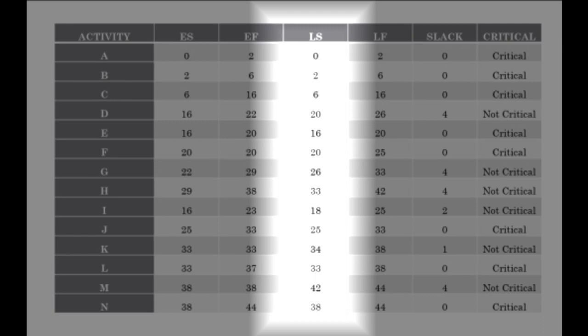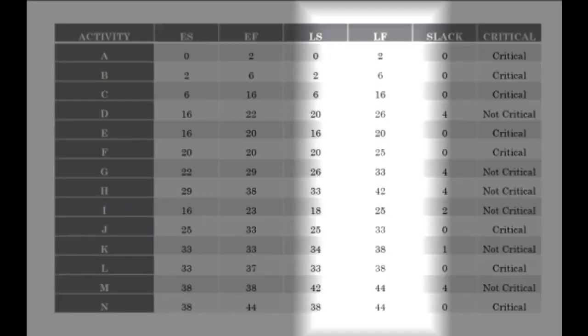The fourth column represents the late start of the activities. The days indicated are the latest days on which an activity is allowed to start. The fifth column represents the late finish, which indicates the latest time by which an activity should accomplish its objectives.